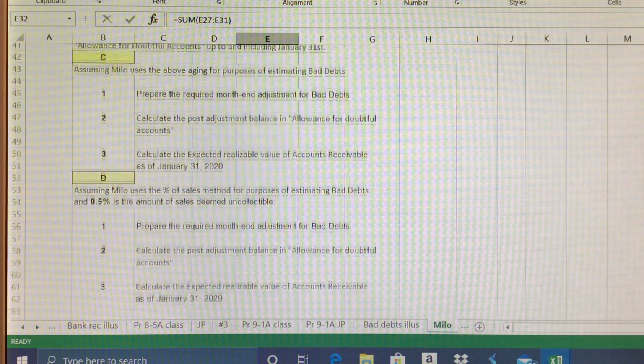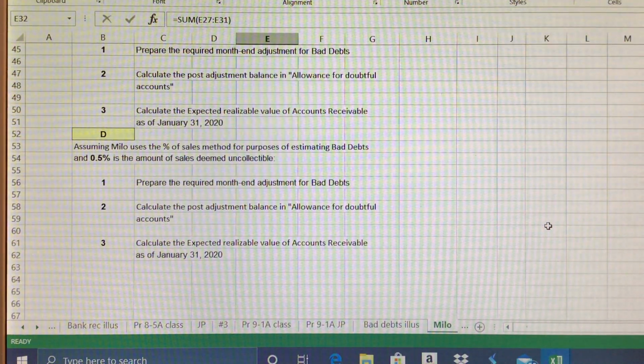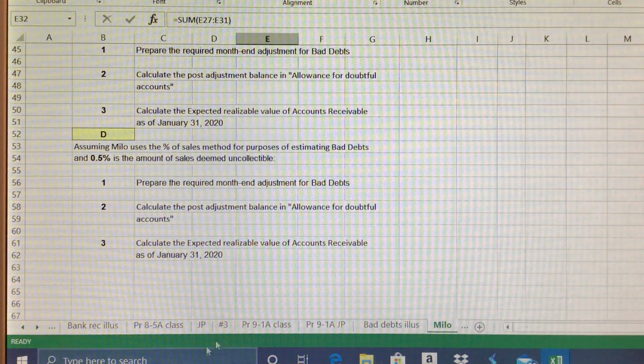Then you come over here, in letter D, you play make-believe. Well, make-believe that you're using the percentage of credit sales method. And do the same 3 things. Prepare the bad debt expense entry, figure out the balance in the allowance account, figure out the expected realizable value. And there you have it.